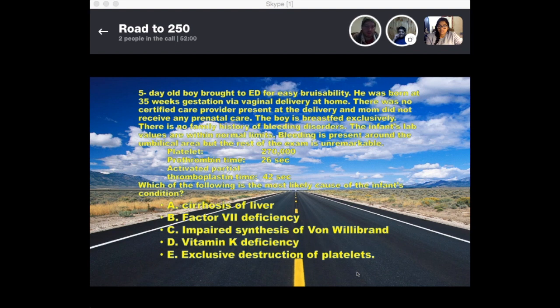Oh, this is mine. Okay. A 5-day-old boy is brought to the ED for easy bruisability. He was born at 35 weeks gestation via vaginal delivery at home. There was no certified care provider present at the delivery, and mom did not receive any prenatal care. The boy is breastfed exclusively. There's no family history of bleeding disorders. The infant's lab values are within normal limits. Bleeding is present around the umbilical area, but the rest of the exam is unremarkable. Platelets 270, PT 26, and aPTT 42. Which of the following is the most likely cause of this infant's condition?